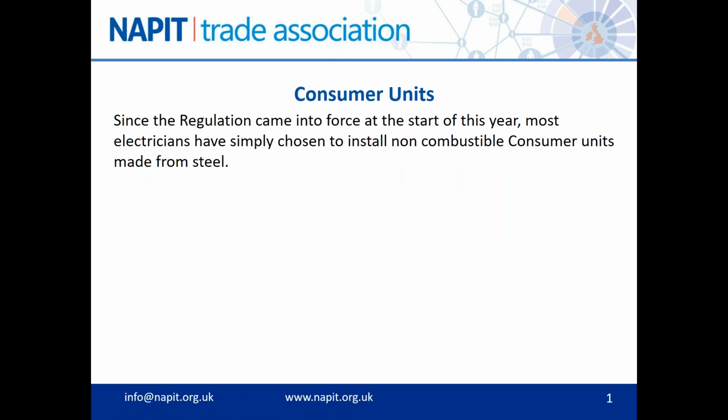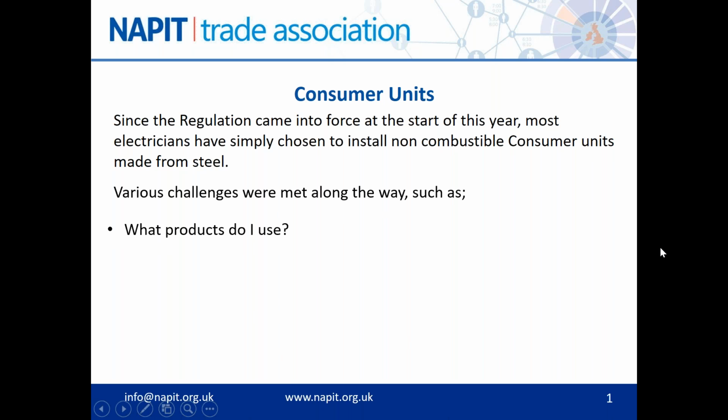Now then, since the regulation came into force at the start of this year, most electricians have simply chosen to install the non-combustible consumer unit type. Basically, it's a metal box. But the trouble is, since going to the metal boxes, we've had some challenges that we've had to overcome. So, such as like what products do we need to use? So that's to help to maintain IP ratings.